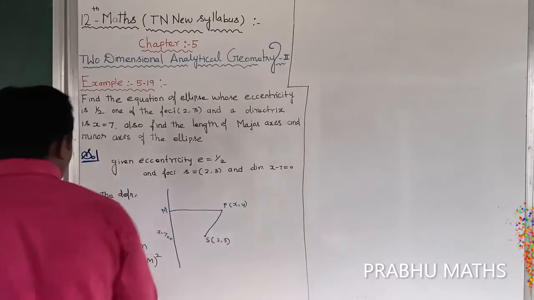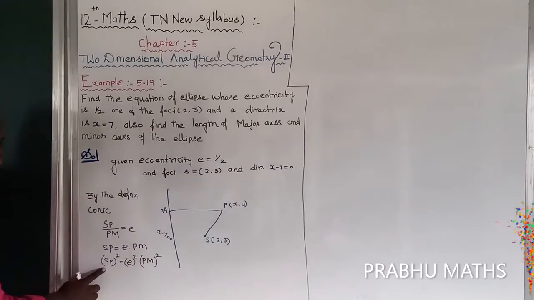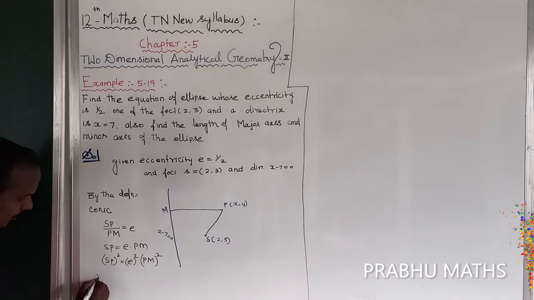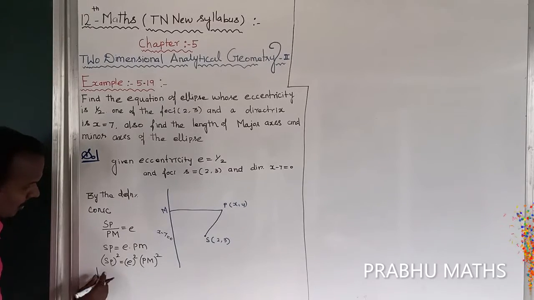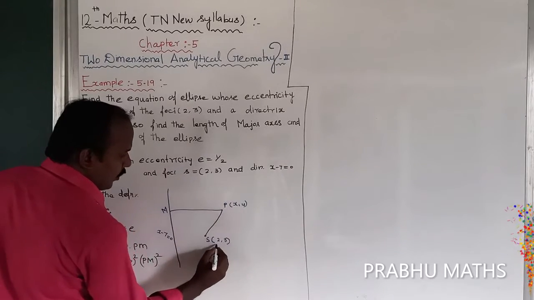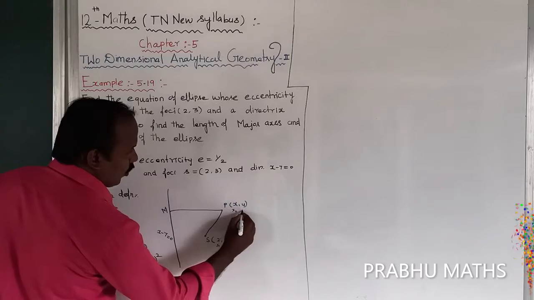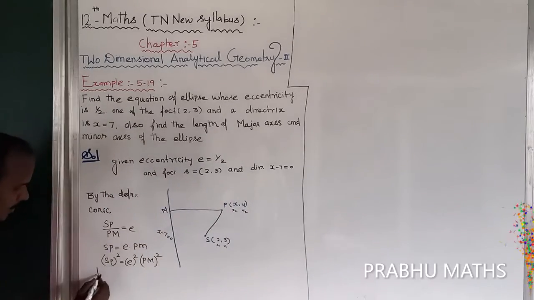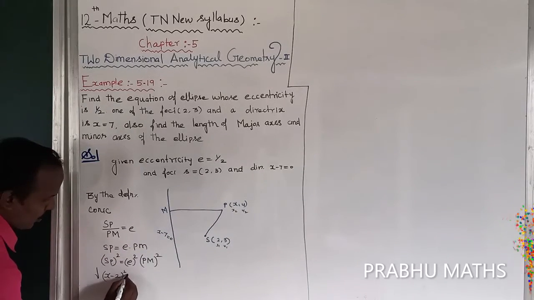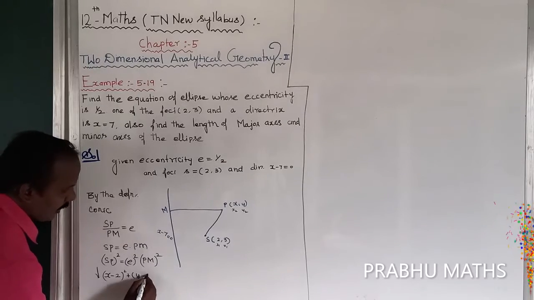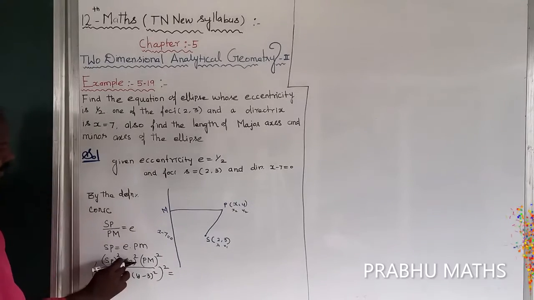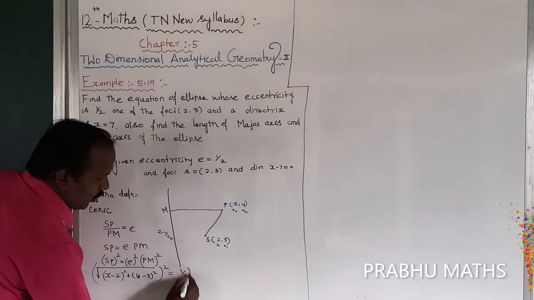Now applying these steps. First of all, SP: S is a point and P is a point, so this is the distance between two points, root of (x2 minus x1) the whole square plus (y2 minus y1) the whole square. Replacing with the given information, SP is (x minus 2) the whole square plus (y minus 3) the whole square, with the whole power 2, equal to 1 by 2 the whole square.